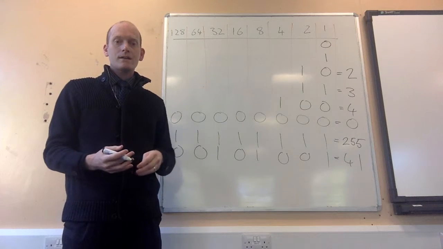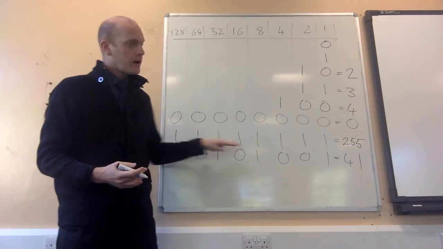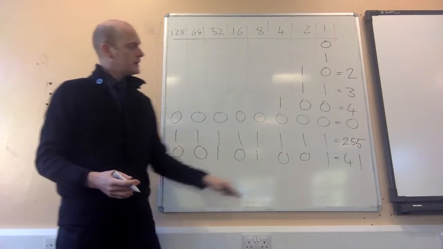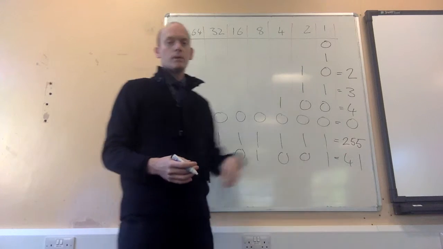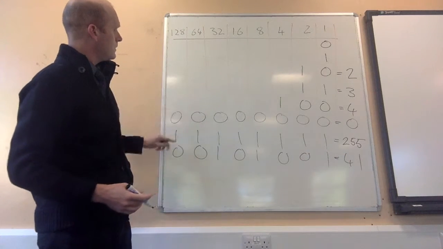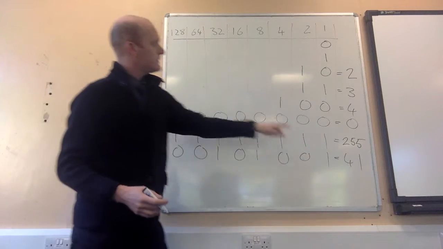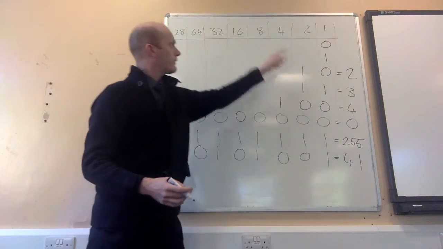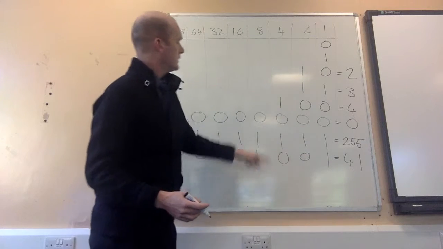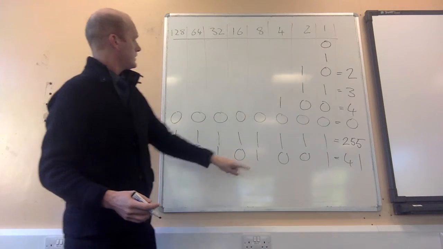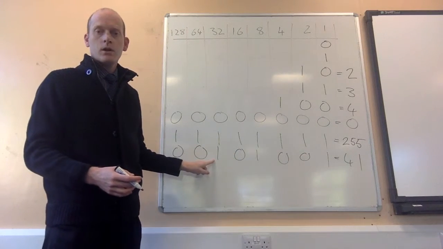So if we were asked to convert a binary number into a decimal or denary number, all we do is count along, doubling up each time. If it's in that column, we add that number. So 1, 8, 32, we add those up.